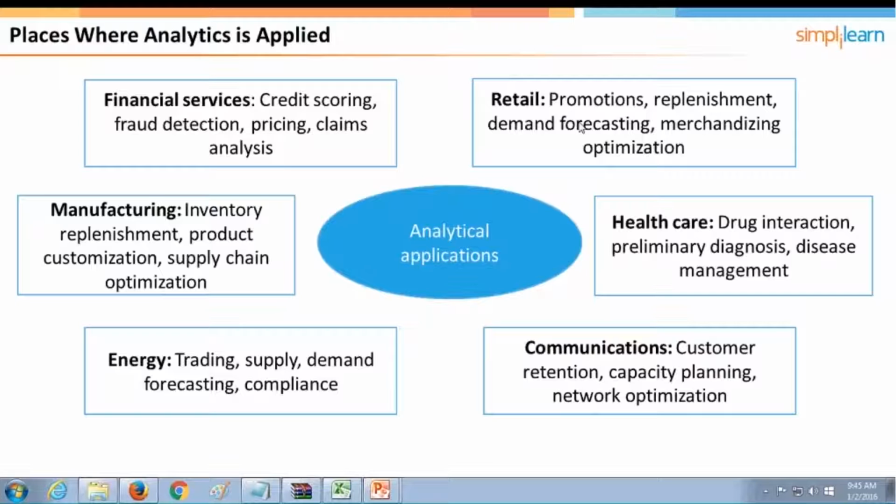And merchandising optimization. These are all different problems that can be solved in retail. For an example, if I'm going to launch a product, where should I launch my product? For an example, I'm a holder of Walmart stores, and I have almost 1,000 stores in India. And if I'm going to launch a new product in the market, say I'm going to launch a new dress.